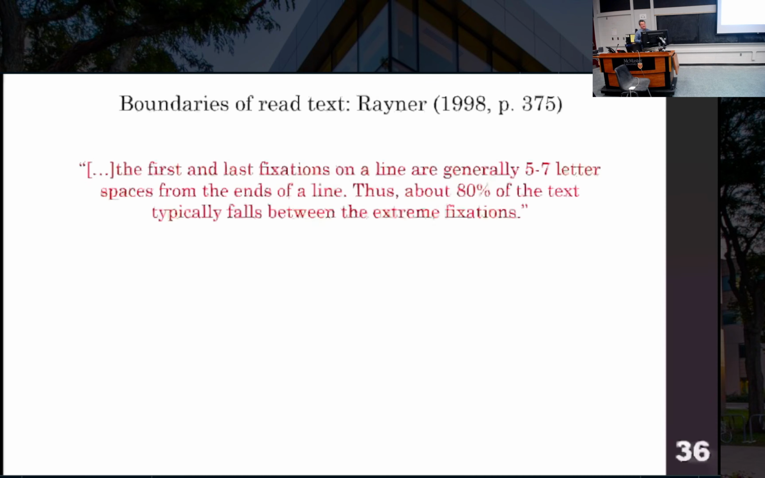So the first fact is about the boundaries of the text that we read. We don't start with the first letter, and we don't end with the last letter on the line; we actually move in and leave the line a little later and a little earlier, respectively. The first and last fixations on the line are generally 5 to 7 letter spaces from the ends of the line. About 80% of the text typically falls between the extreme fixations. Okay, so let's see if that's true.